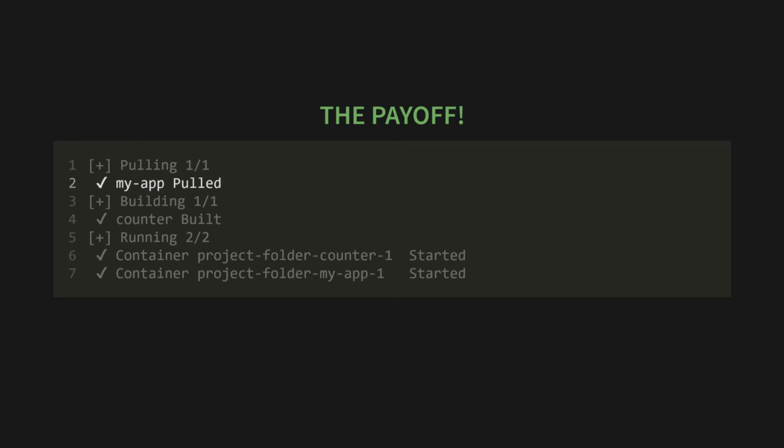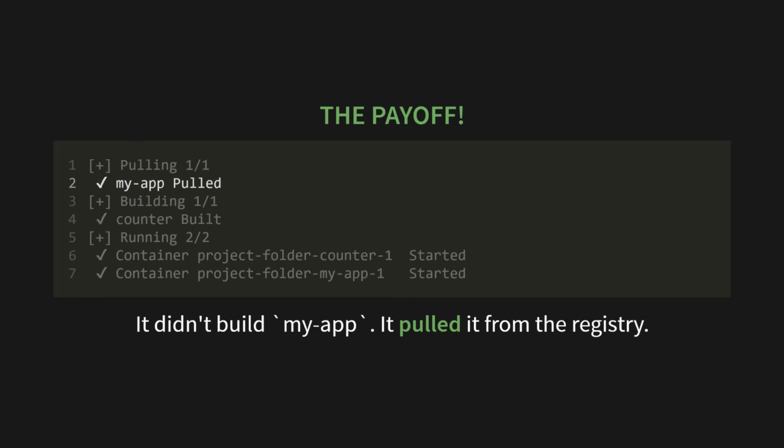For the myapp service, it says pulling and then myapp pulled. Then for the counter service, it says building and counter built. And finally, both containers start. It didn't build myapp. It saw the image instruction and pulled it directly from the registry.